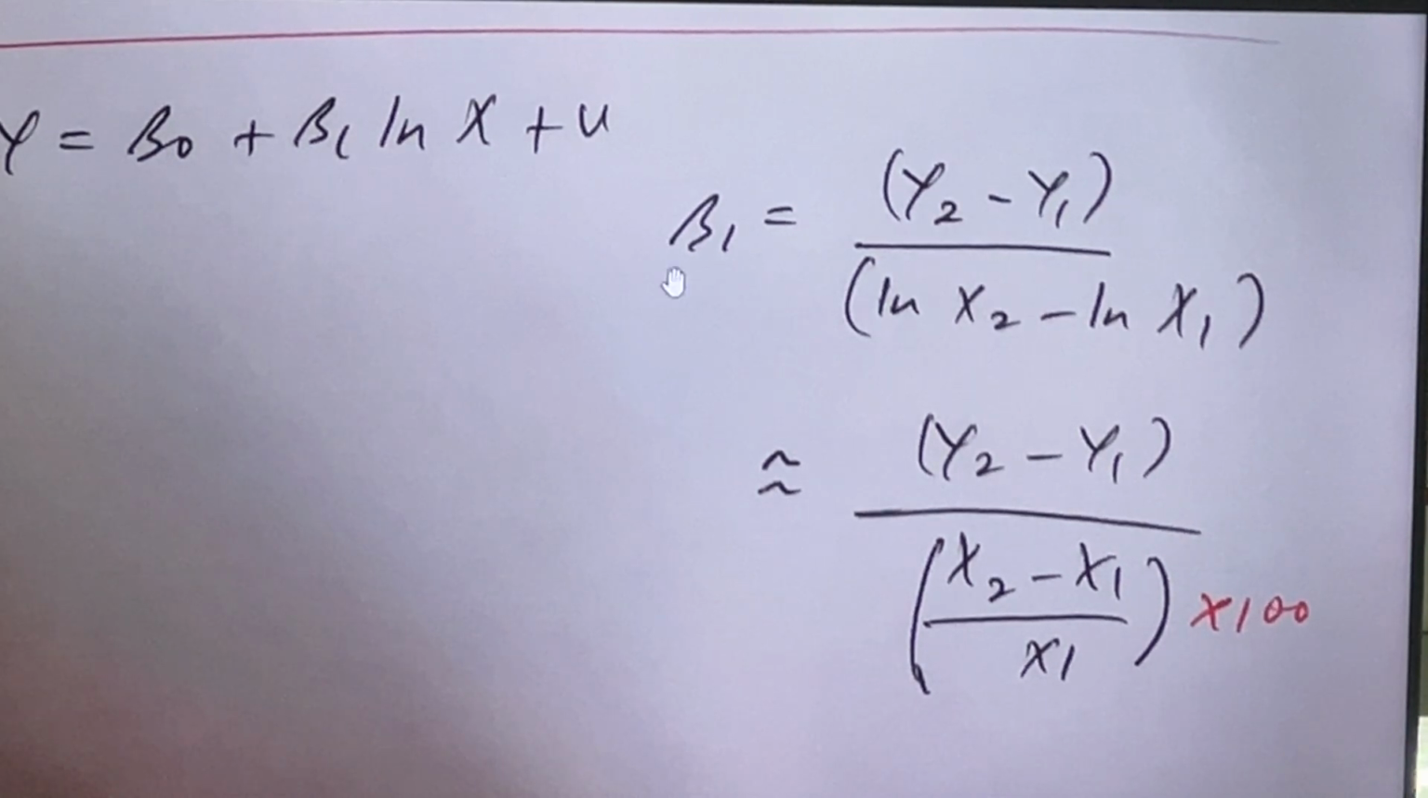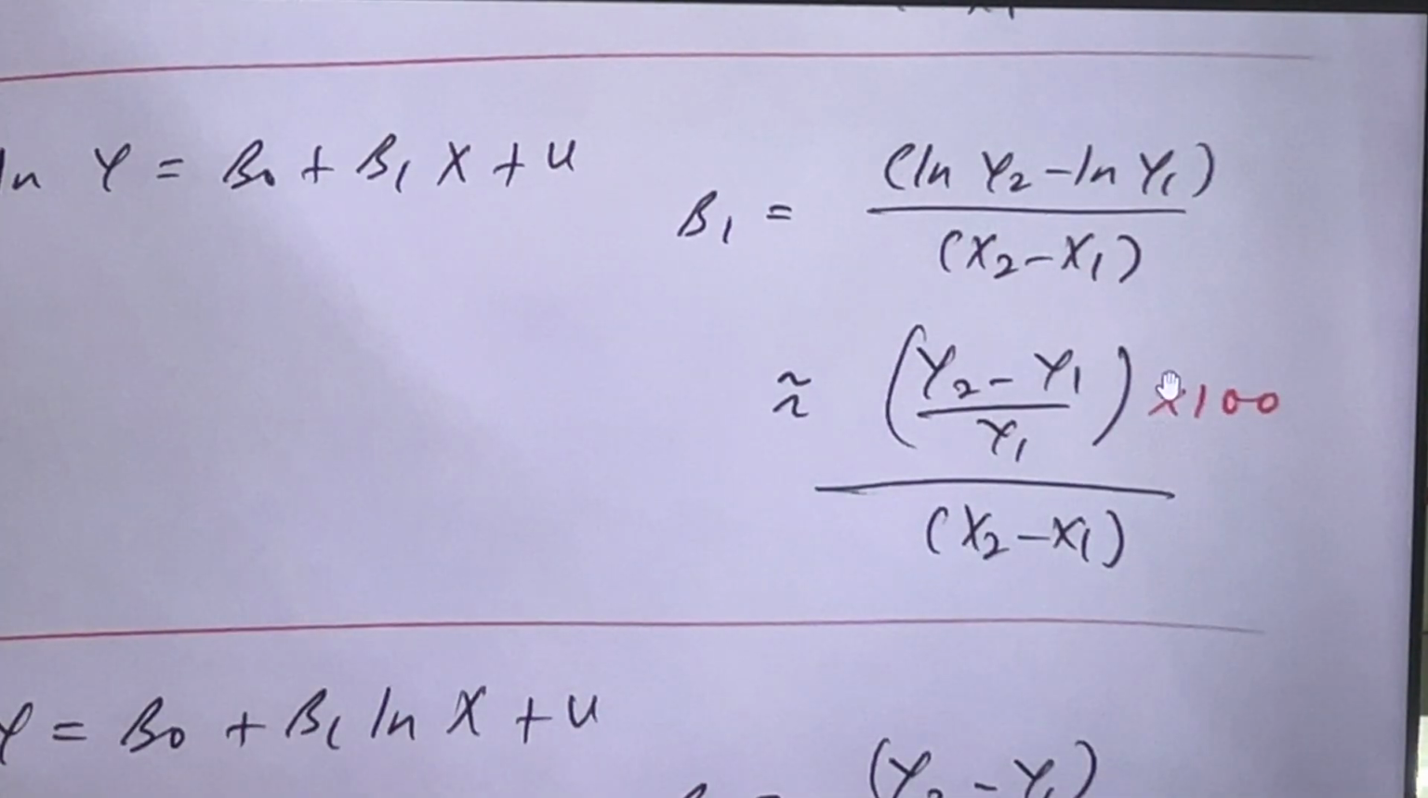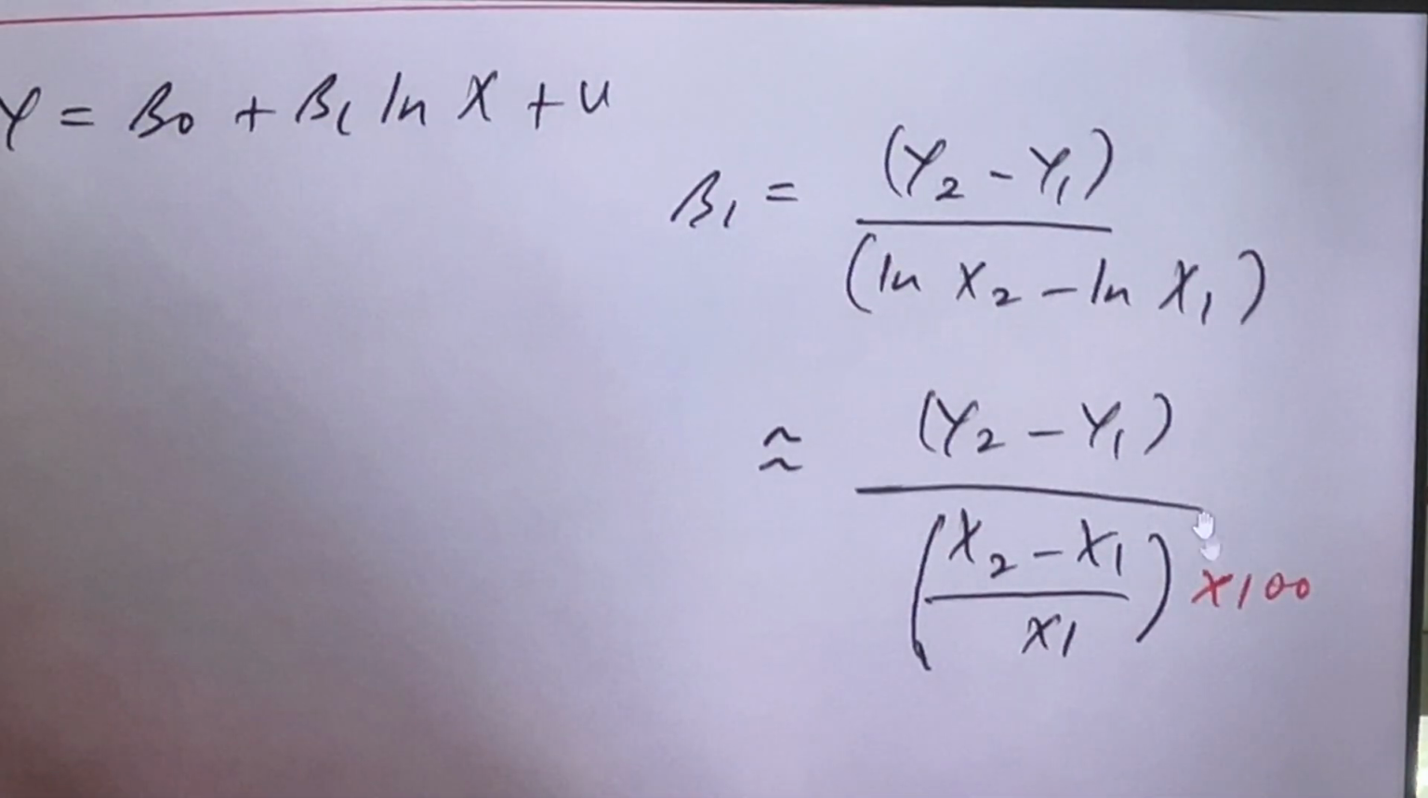So you have the expected value, your estimate of beta 1, and you have to divide by 100. This one you have to divide by 100. This one you multiply because the numerator is multiplied. It is actually multiplying by 1/100, or dividing by 100. Same.